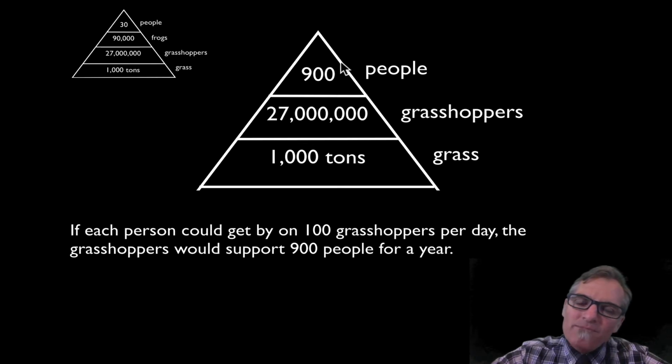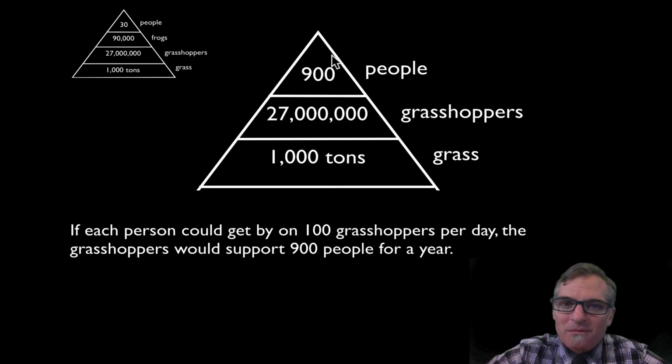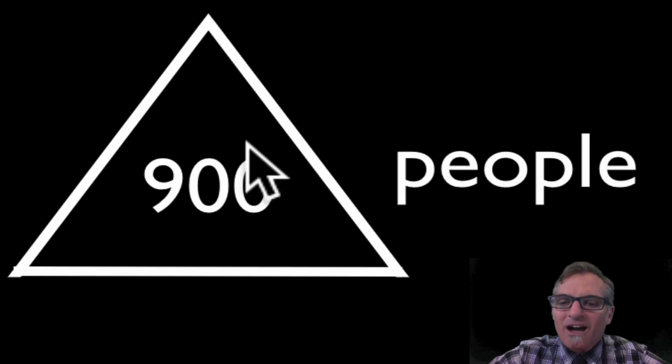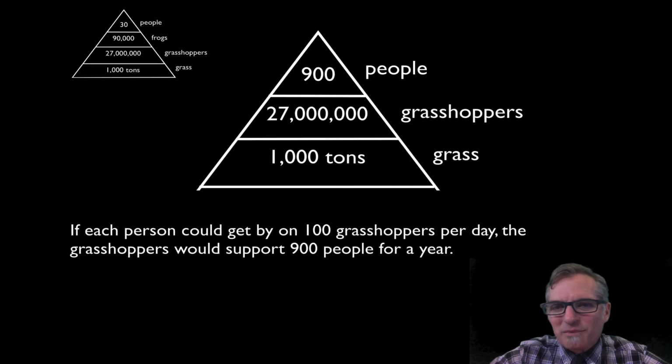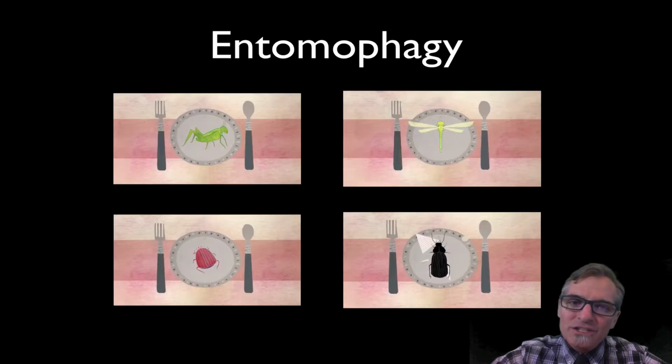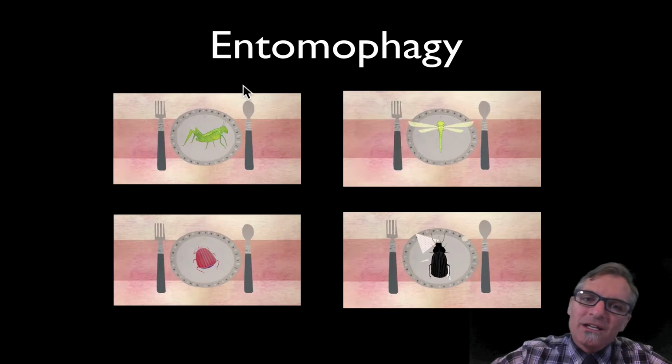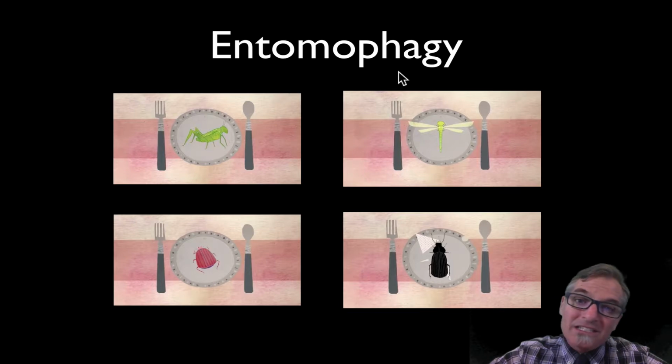And if I was to eat 100 grasshoppers in one day, then in a year, 27 million grasshoppers could support 900 people. And I know at first you might think that's kind of disgusting, but people for centuries have been eating insects as a food source. Entomophagy is what it's technically called.